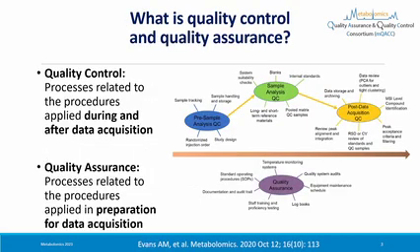Before we really dive into it, we just want to lay out what we consider quality assurance and quality control. We define quality control as the processes related to the procedures applied during and after data acquisition. And quality assurance are the processes related to the procedures applied in preparation for data acquisition. However, rather than putting both of them in the same timeline, you can see in this bubble plot here, you can have activities that happen before, during, and after the data acquisition process, and then below that, you have quality assurance. So it's kind of happening all the time.